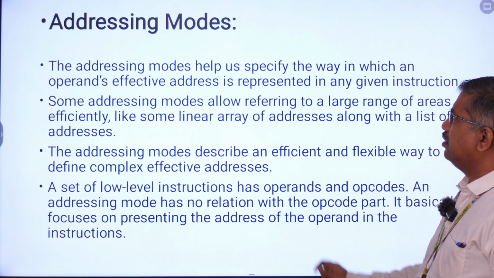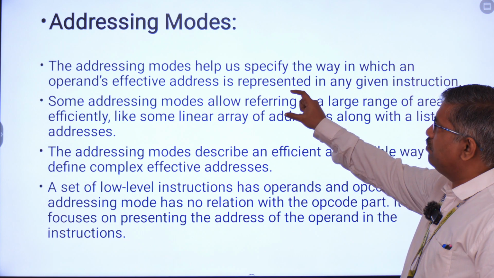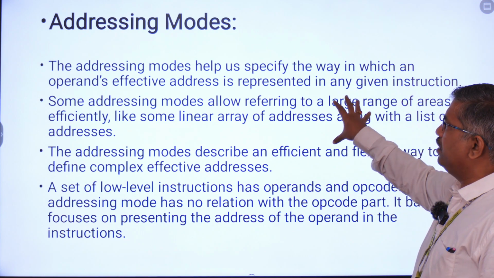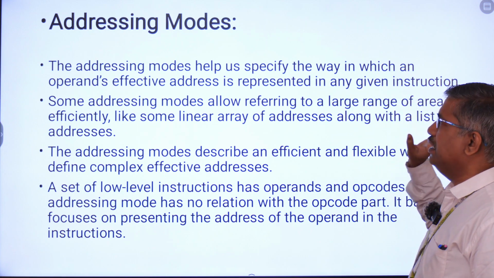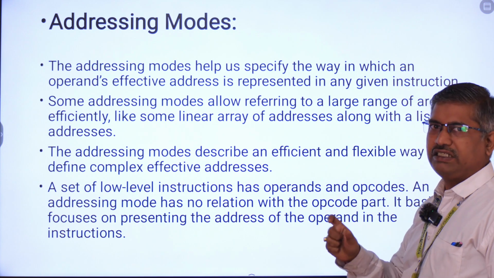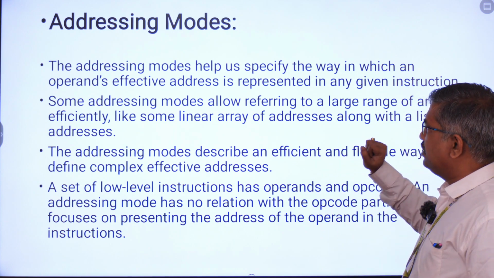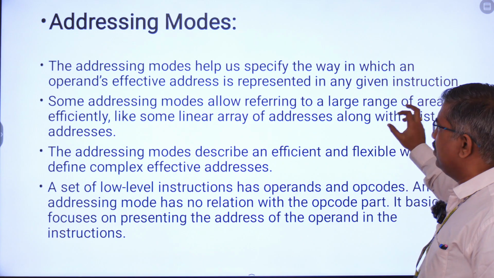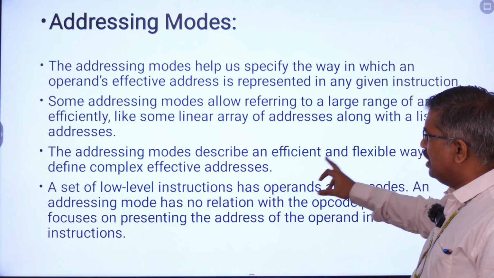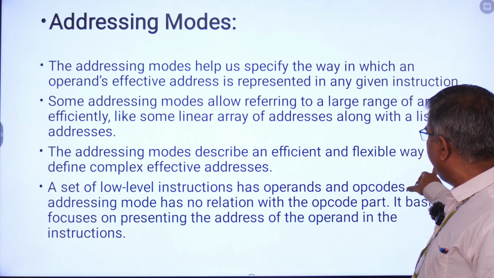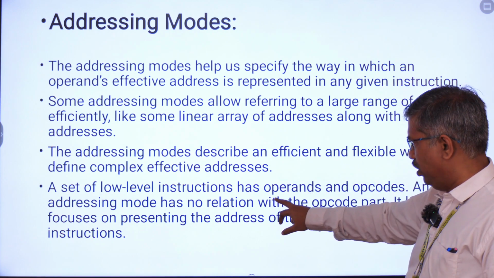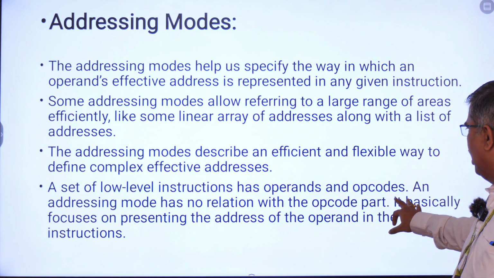Next we are going to discuss addressing modes. The addressing modes help us specify the way in which the operand's effective address is represented. The effective address is the exact memory location of the operand's value. Some addressing modes allow referring to a large range of areas efficiently, like a linear array of addresses along with a list of addresses. Addressing modes describe an efficient and flexible way to define complex effective addresses, as a set of linear instructions with operands and opcodes.